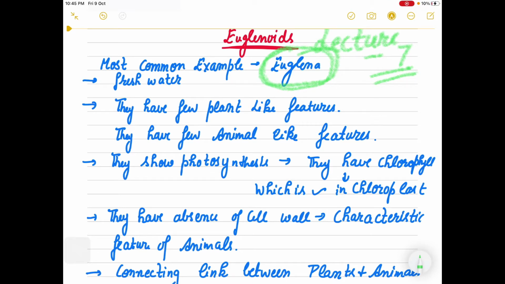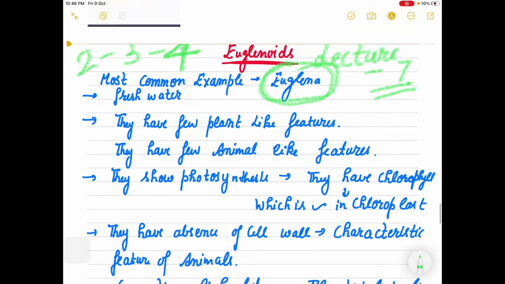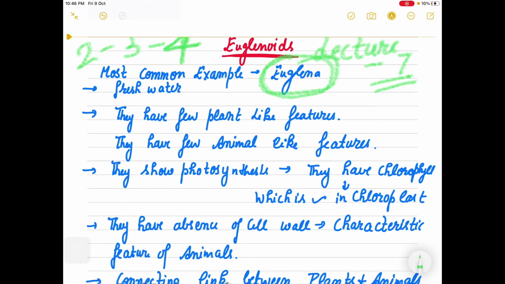When we were talking about the classification, especially the five kingdom classification, there was one disadvantage, that there was no place for Euglena, right? Further, Euglena was placed in the Protista, but otherwise initially there was no place for Euglena, and you know why it was so.